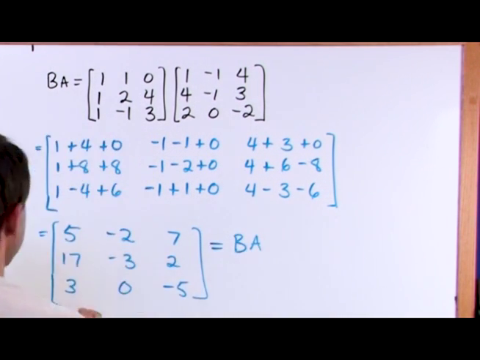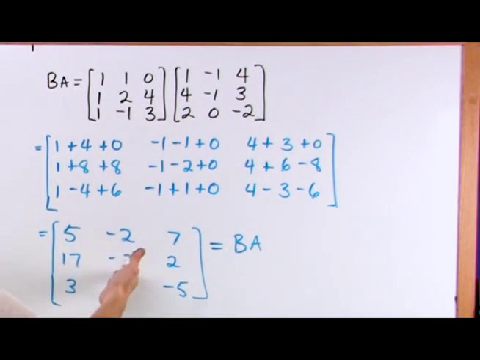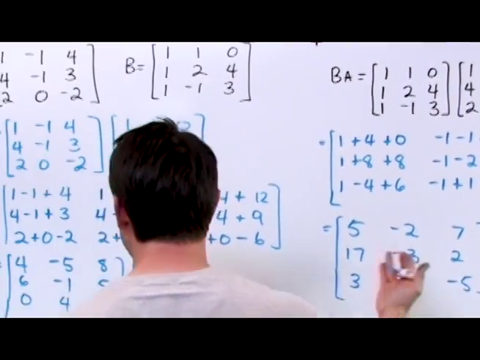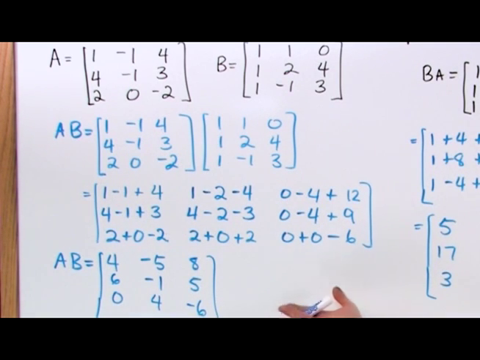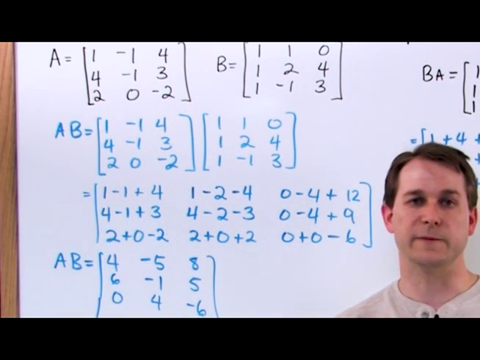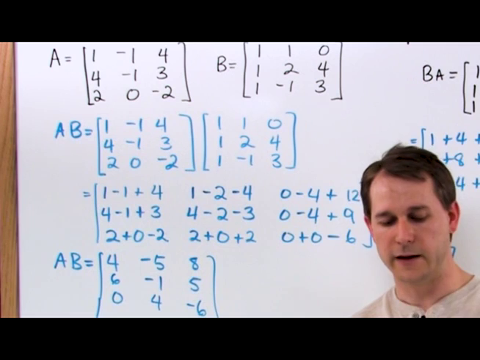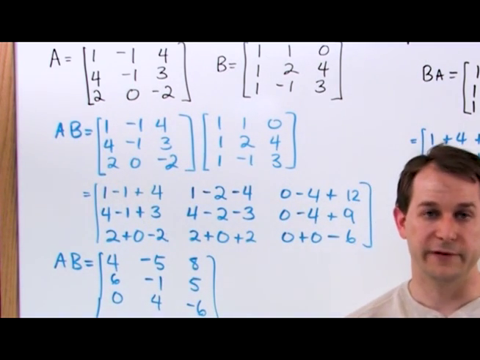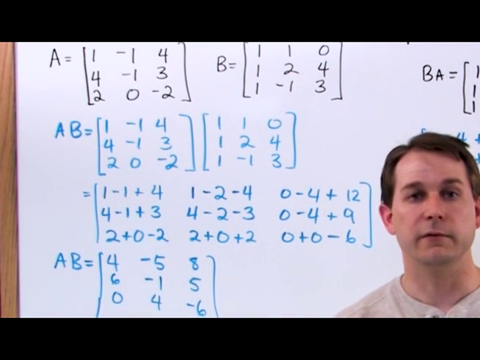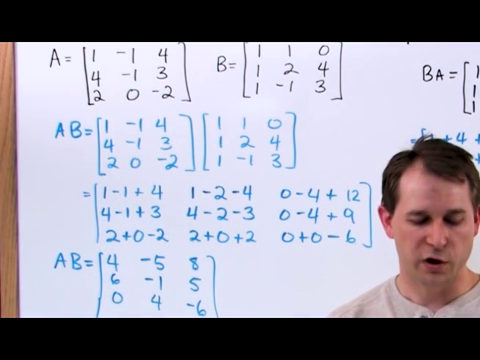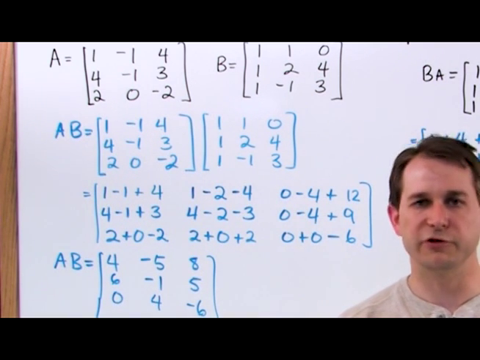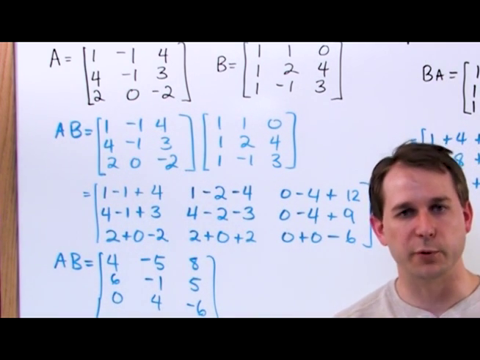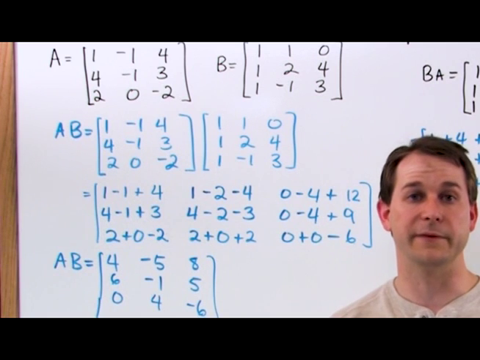Now let's go ahead and compare the two. You have 5, negative 2, 7. 17, negative 3, 2. 3, 0, negative 5. Over here, again, we have a 3 by 3 matrix, but flipping the order, we have a completely different set of numbers inside. So these matrices, the product of these things, when you flip the order, it's a completely different matrix that comes about and a completely different meaning, okay? So we've learned how to multiply matrices. We've learned that you can flip the order of them and get different answers. We're going to work just a few more problems and show you a couple more things and get you comfortable with doing a few more operations on top of the simple multiplication.